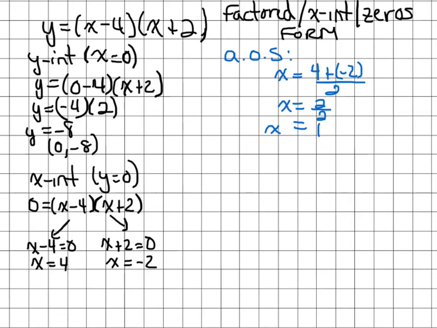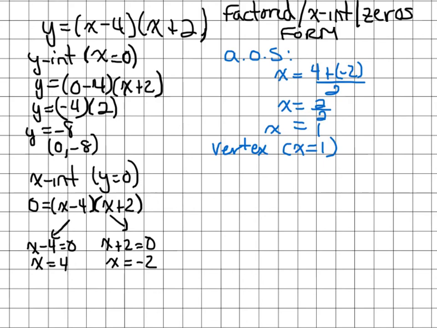So if I know what the x-coordinate of the vertex is, I can easily find the y-coordinate of the vertex by substituting that in for the x's and solving for y. So I'm going to do that now. For the vertex, that will be when x equals 1 in this case. That's not always the case. You have to find the axis of symmetry first.